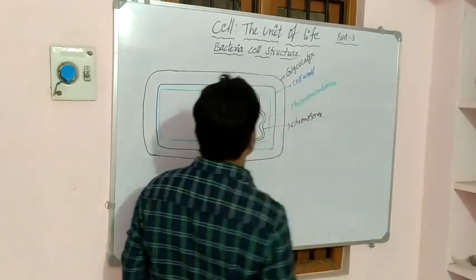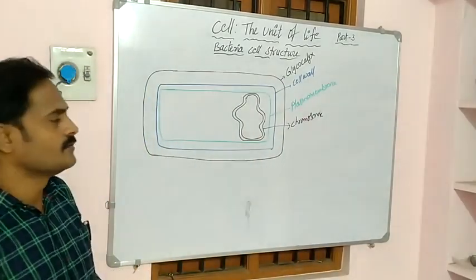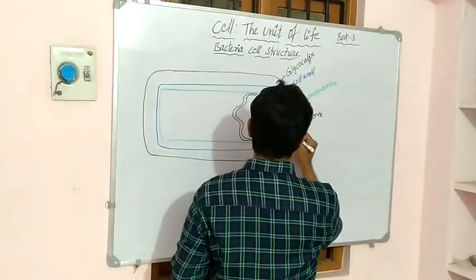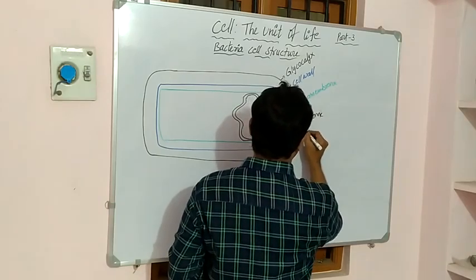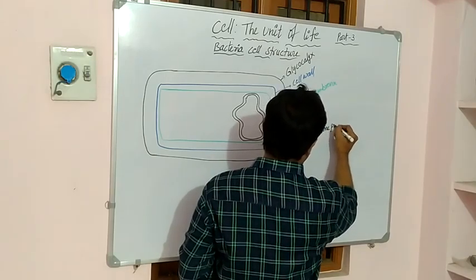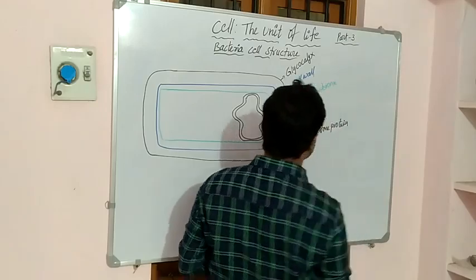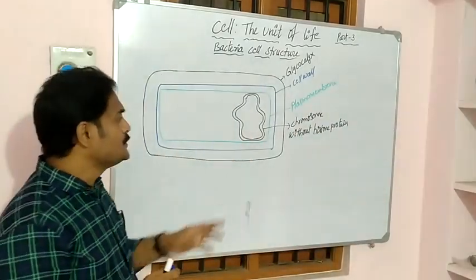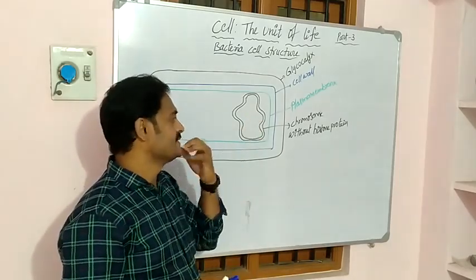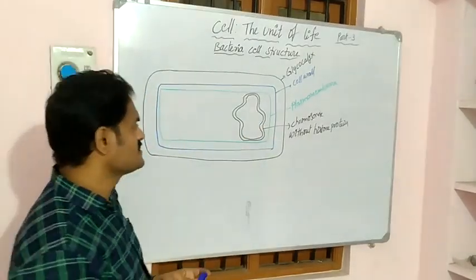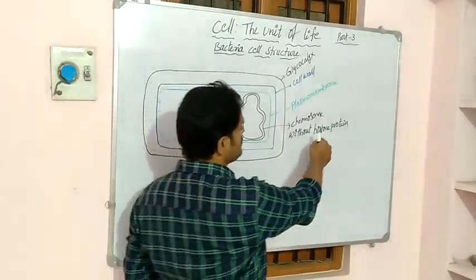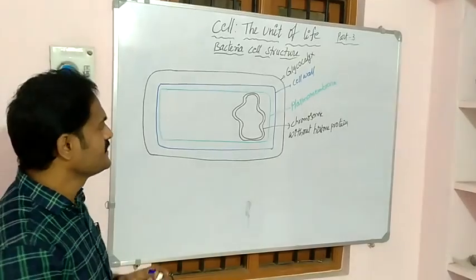Bacteria cell chromosome. The bacteria cell chromosome does not have histone protein. Commonly, the histone protein is present in eukaryotic organism chromosomes only, but in prokaryotic organisms there is no histone protein. Remember that histone protein is present in eukaryotes only.